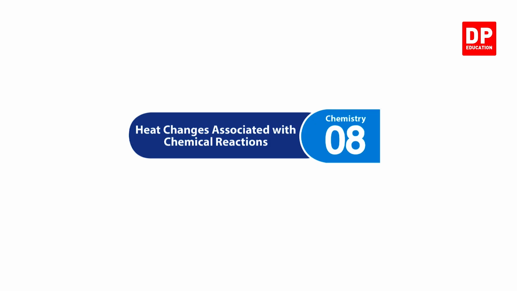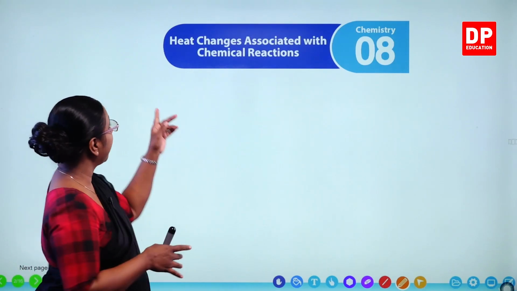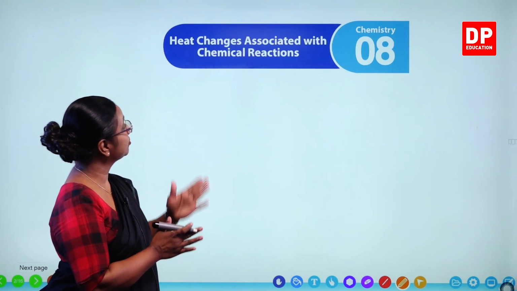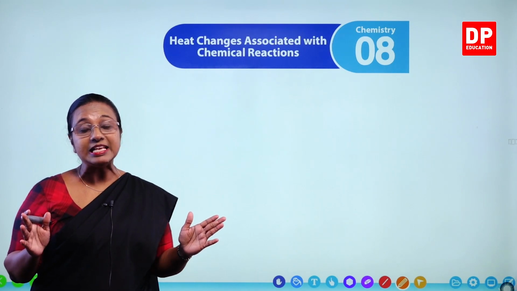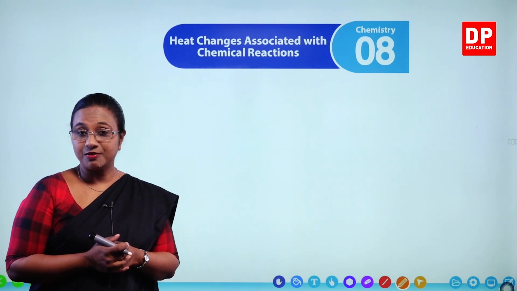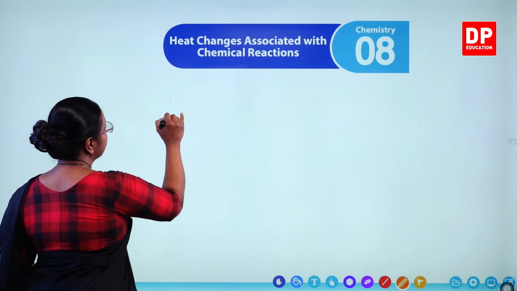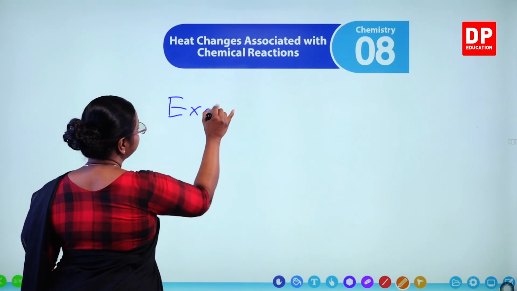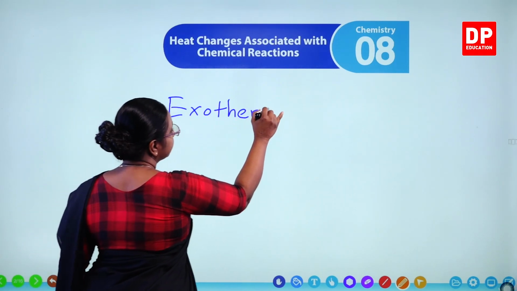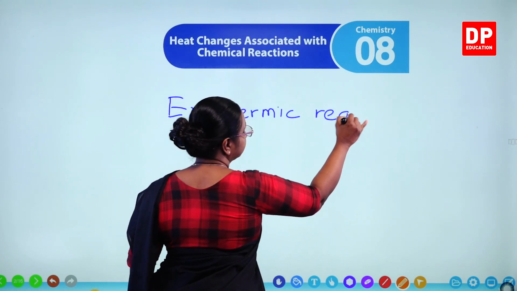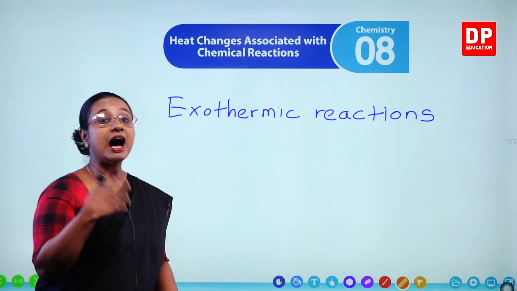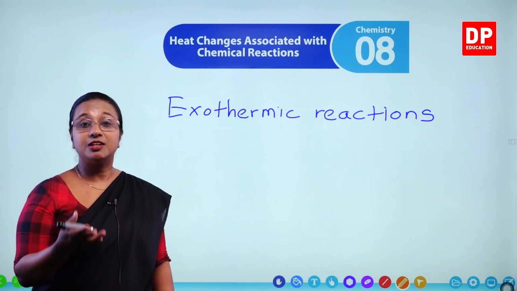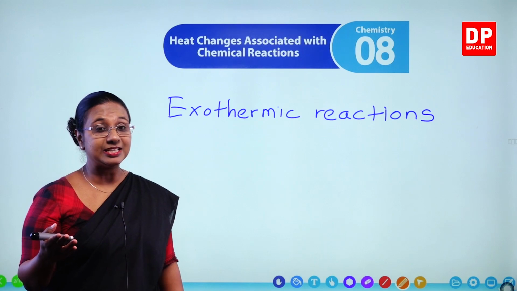So under this we are also going to discuss all the changes that come under heat changes associated with chemical reactions. Under that we will be mainly looking at two main types of reactions. One is known as the exothermic reaction. Exothermic reactions. So here exo means out. Thermic means related to thermal energy. So that is heat energy.